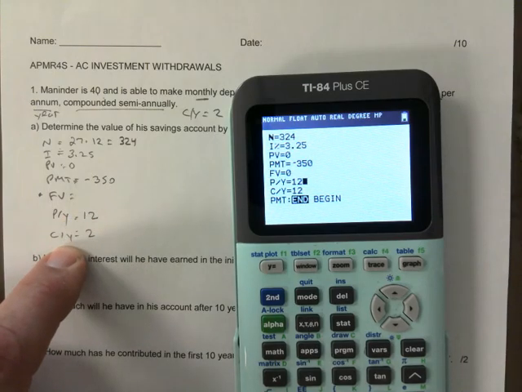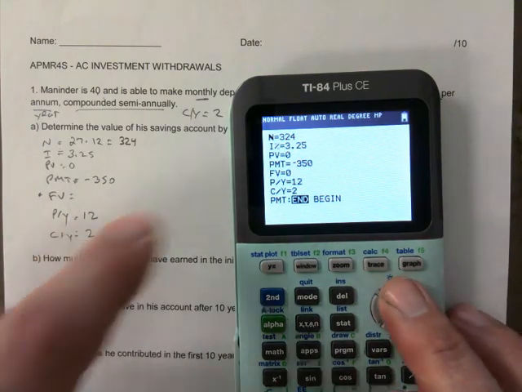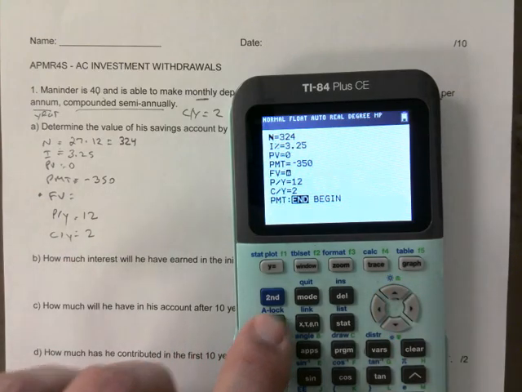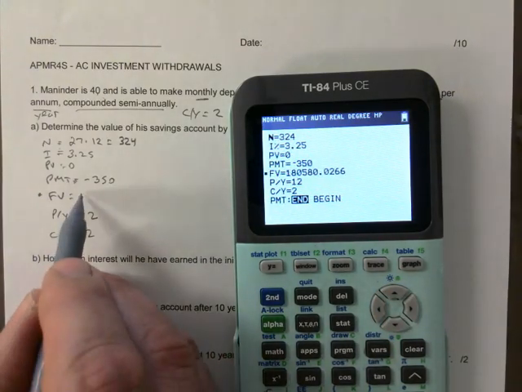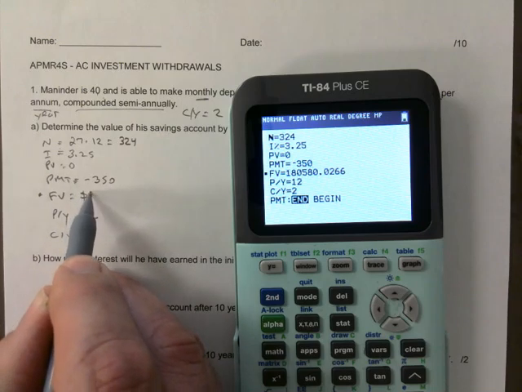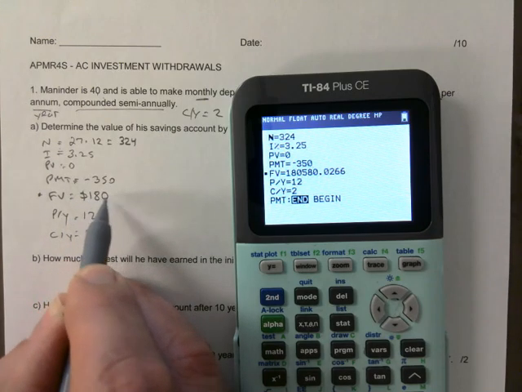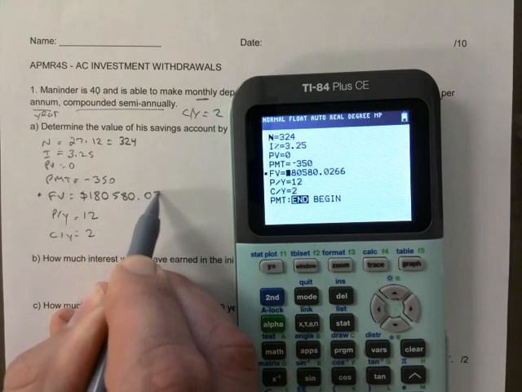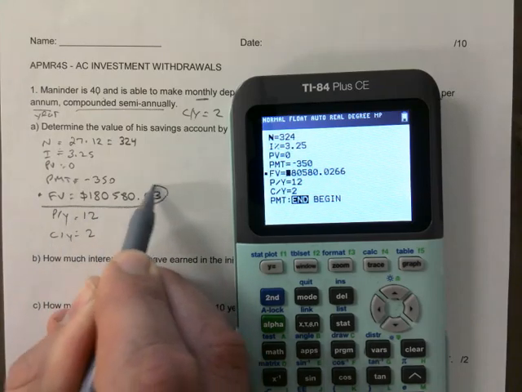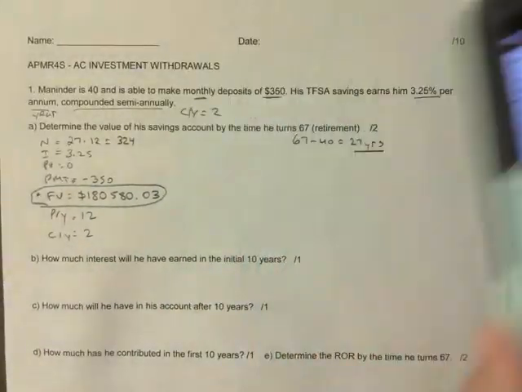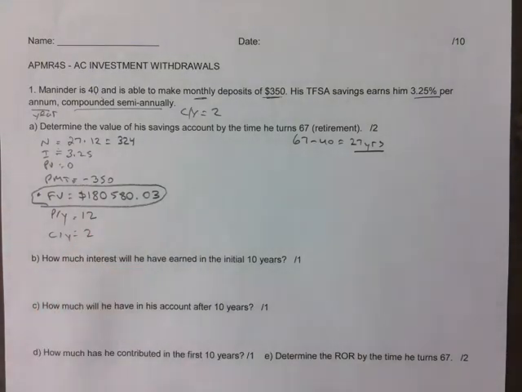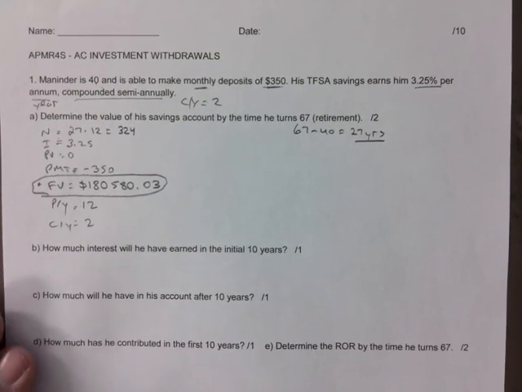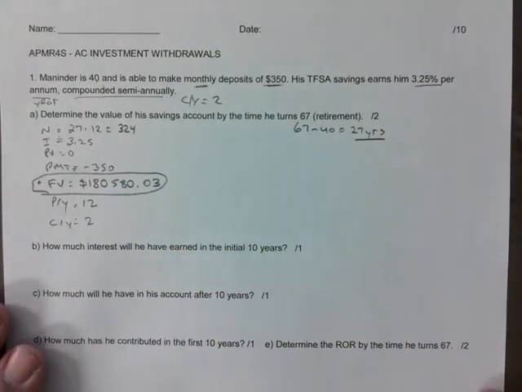Future value to be determined, 12 and 2. Okay, so make sure you have this all. And then we go alpha, solve, and you will have, or Maninder will have 180,580 and 3 cents. Okay. So if you did this right, this is the number that I would expect you to have. So 2 marks for that. One mistake, you get 1 out of 2.